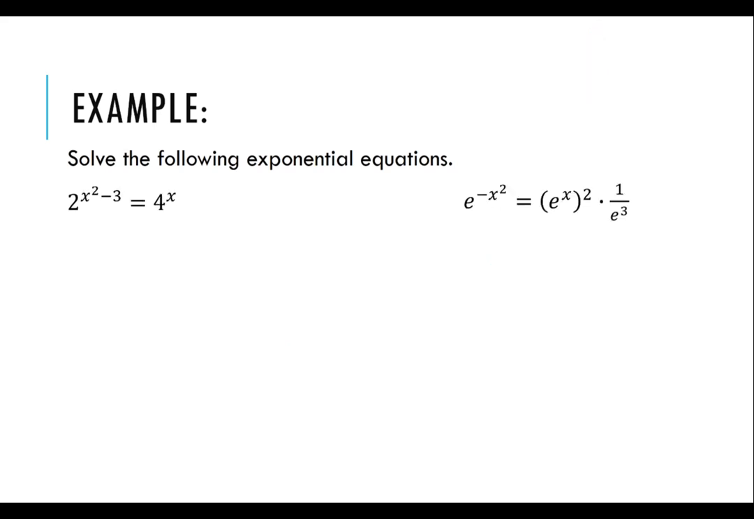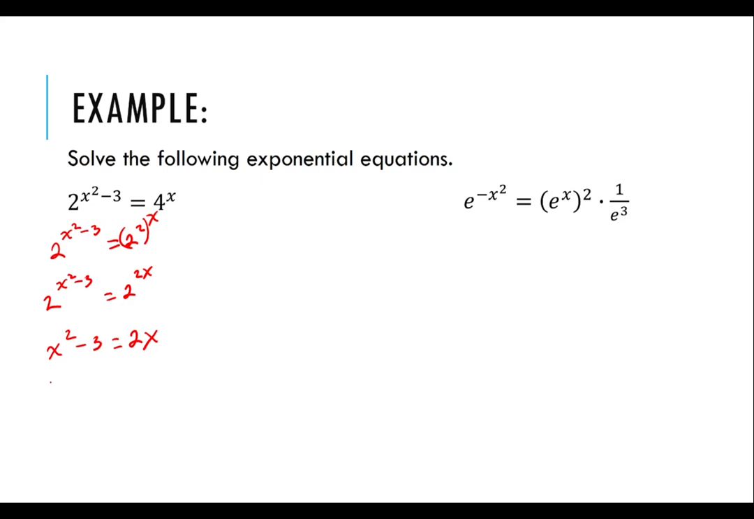Let's do it again. I have 2 raised to the x squared minus 3. Can 4 be written as 2 raised to some power? Yes, it can. So this is then going to be 2 raised to the x squared minus 3 power is equal to 2 squared raised to the x power. That's going to be 2 raised to the x squared minus 3 is equal to 2 to the 2x. Then we have matching bases, so I can set the exponents equal. That's x squared minus 3 is equal to 2x.